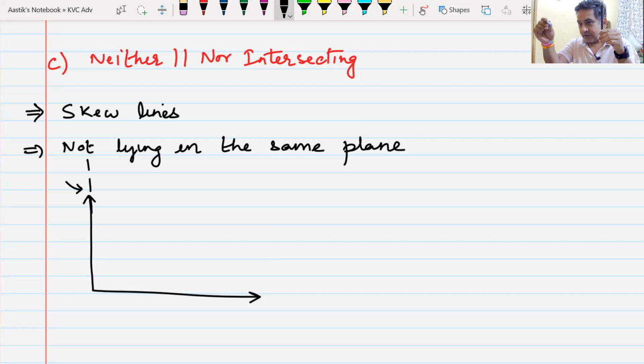If it is parallel, it will always lie in the same plane. So it should be something like this and not like this. Because if it is like this, they lie in the same plane. So they should be like this. These lines are known as skew lines; they are neither parallel nor intersecting. If they come like this, they lie in the same plane. But then you move it like this, they lie in different planes.